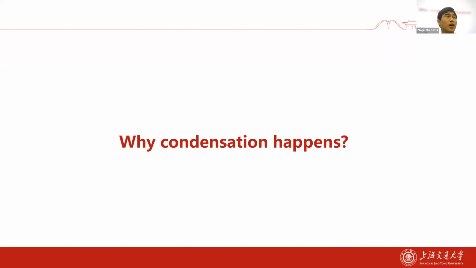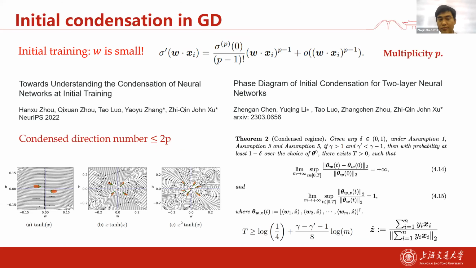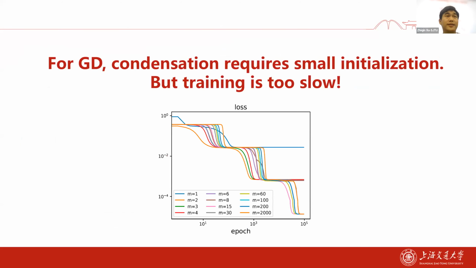Okay. Now the question is why condensation can happen. So we look at the different stages of the training. For the initial training, we found that if the neural network's weights are very, very small, the weights always go to some condensed orientations. And in most cases, the number of these orientations is very few. However, for gradient descent, condensation requires very small initialization. That is because for the neurons in the same layer, the only difference among them is their label, and their dynamics are exactly the same.